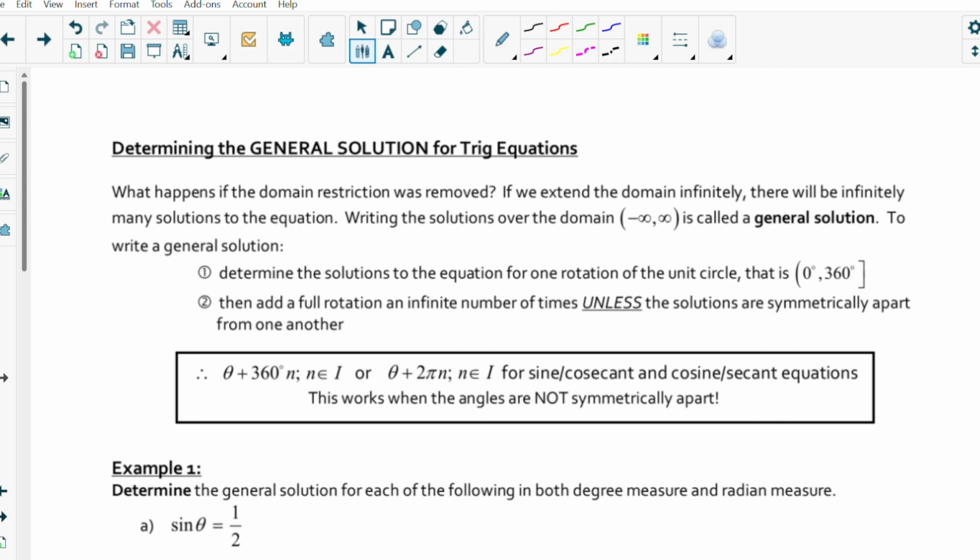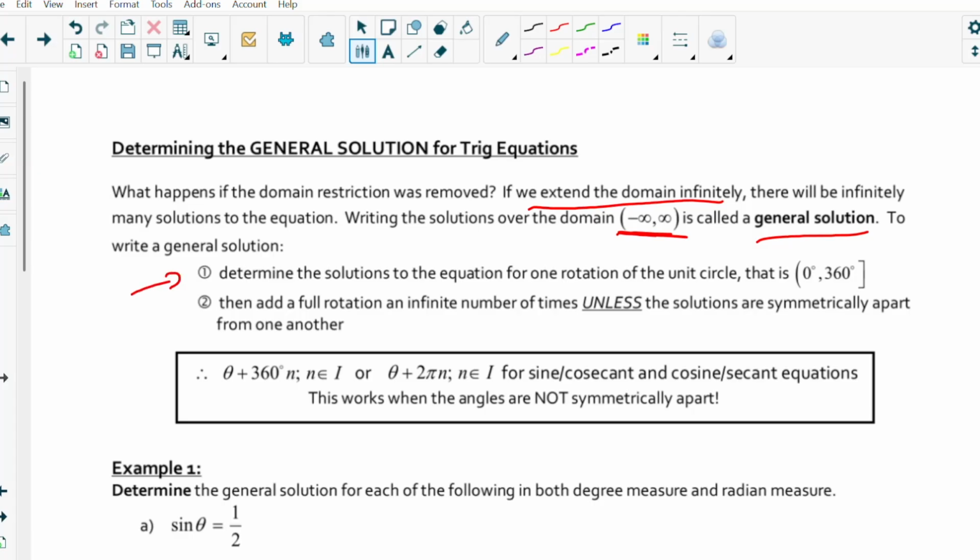Determining the general solution for trig equations. So what happens if the domain restriction was removed? All these examples that we did, including the startup and part 1, had a restricted domain, like 0 to 2 pi, or 0 to 360 degrees, or negative pi to positive pi. What if we remove the restriction? If we extend the domain infinitely, there will be infinitely many solutions to the equation. Writing the solutions over the domain negative infinity to positive infinity is called the general solution.